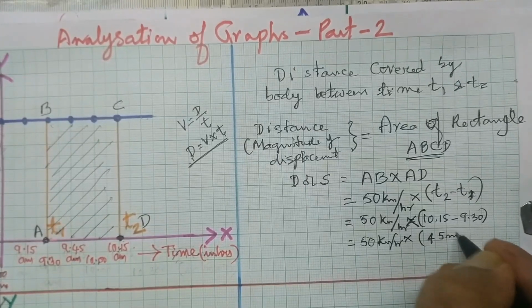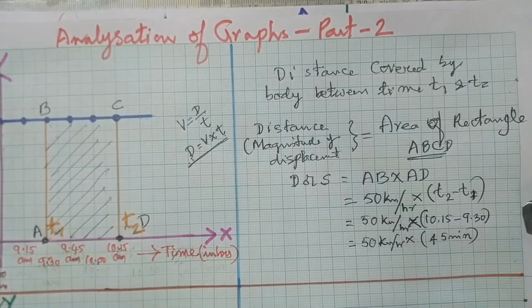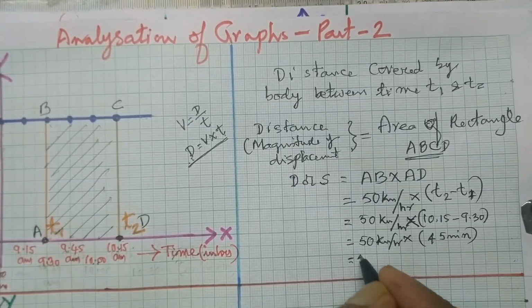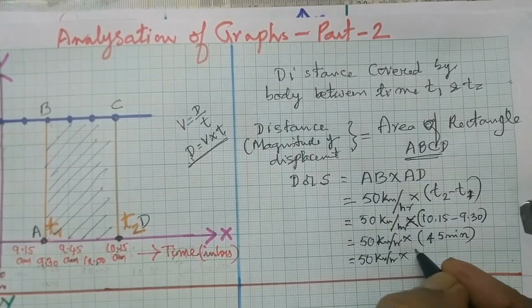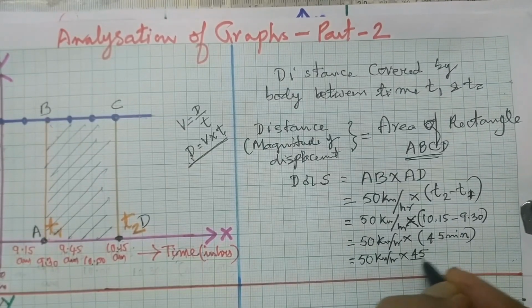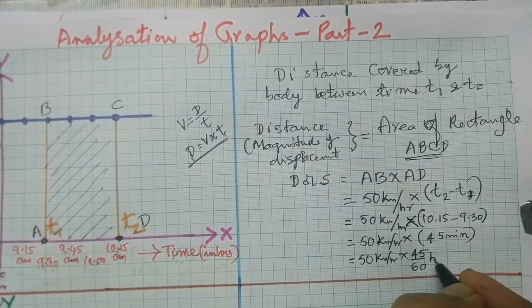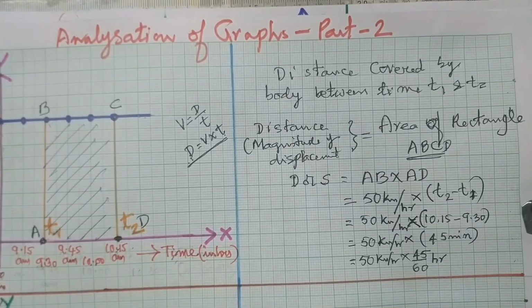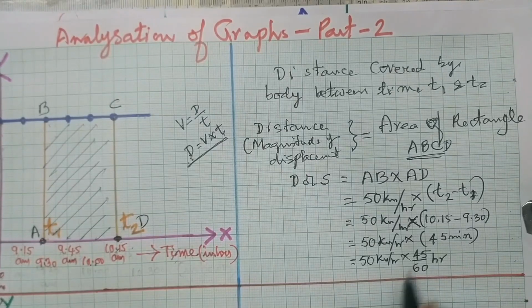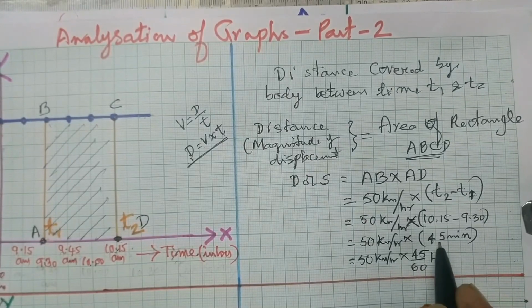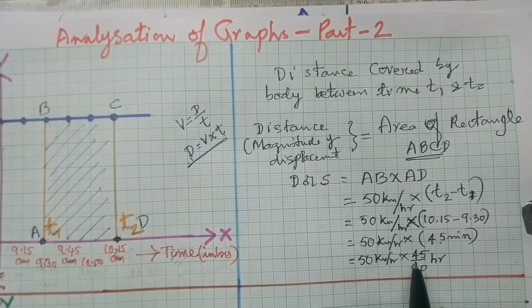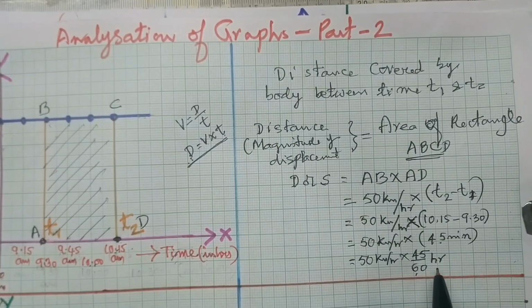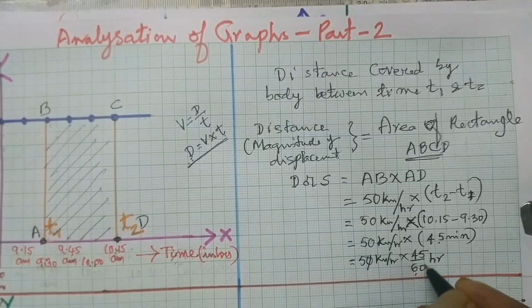You remember, minute is a part of the hour. That is equal to 50 kilometer per hour multiplied by 45 minutes. 45 minutes can be converted into hours by dividing by 60, because in 1 hour 60 minutes will be there. So, in 1 minute 1 by 60th hour will be there. Now, this 0 gets cancelled.